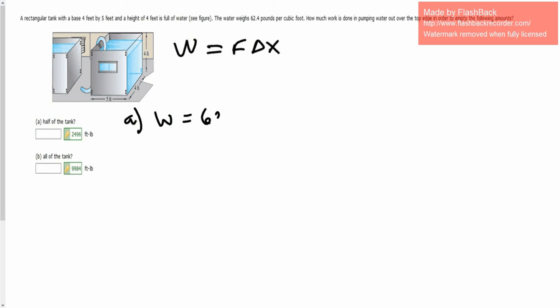So we have the weight density, 62.4, times the integral going from 2 to 4. It's the top half. Since this is a cubic volume, it becomes the base times the change in the height. The base is 5 times 4, so we get 20. The height is changing because the water is flowing out, and the total height is 4, so this is 4 minus y. So the volume is the base area, 5 times 4, times the change in the height, dy.